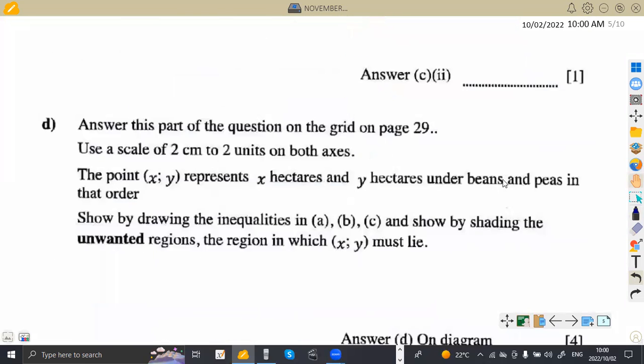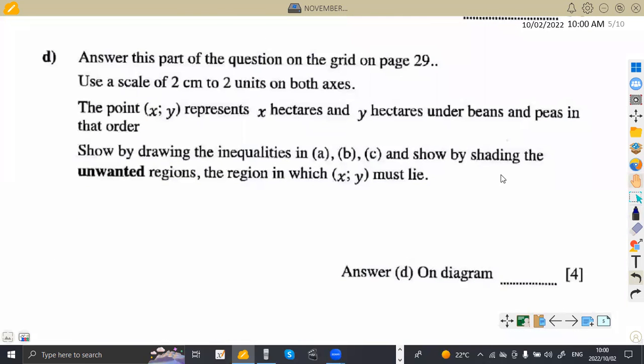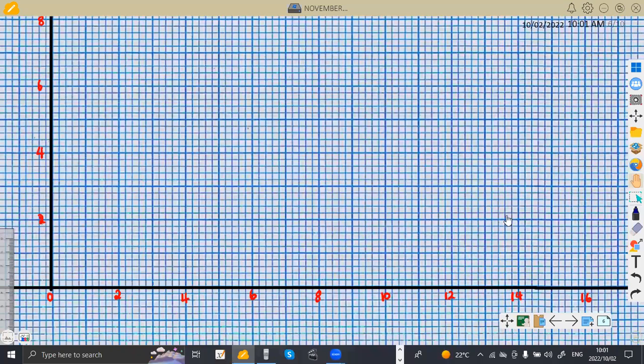Another inequality. Then answer this part of the question on the grid, page 9, whatever you have, using 2 centimeters to represent 2 units on both axes, and we've got X and Y representing beans and peas. All right, so that's it. Let's see our graph, guys. So this is our X-axis, which represents beans here. So this is beans and this is peas. All right, so this is what we are actually given.